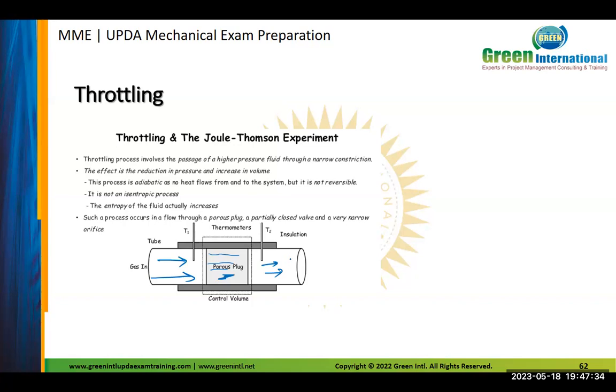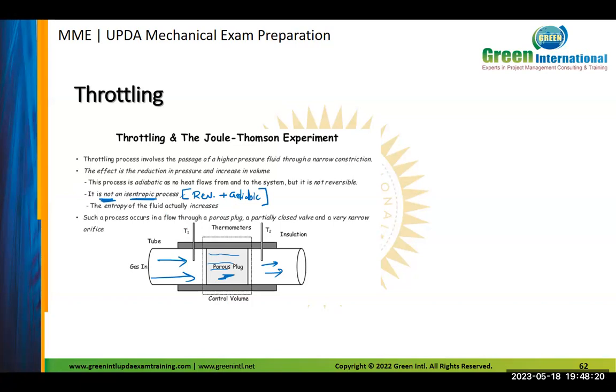This means this process is not reversible. Because he mentioned here some notes, for example, one of these notes, this process is not isentropic. What's isentropic? We'll discuss today the types of the process. One of these types is isentropic. What's the meaning of isentropic? Isentropic means reversible plus adiabatic, both together. Not isentropic means one of these is not applying, not reversible or not adiabatic.